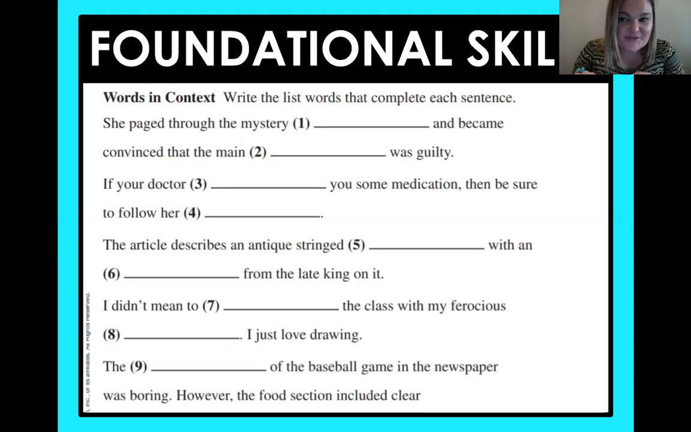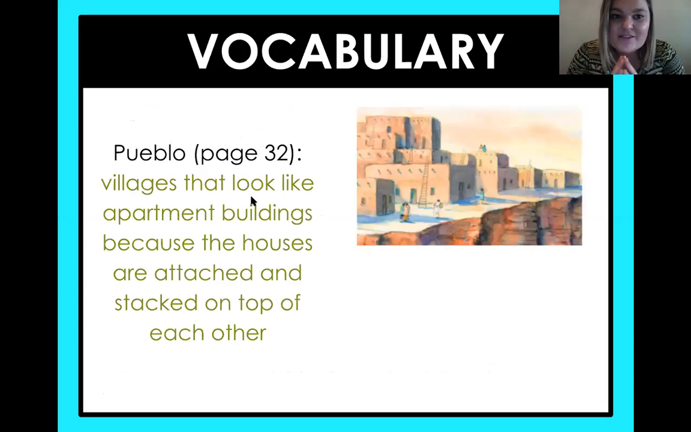So your foundational skill for today is you're going to use the words in a sentence. From the words you have, figure out what makes sense in the sentence. You guys got this. So some vocabulary. The first one is a pueblo. A pueblo is a village that looks like apartment buildings because the houses are attached and stacked on top of each other. They look kind of like this.